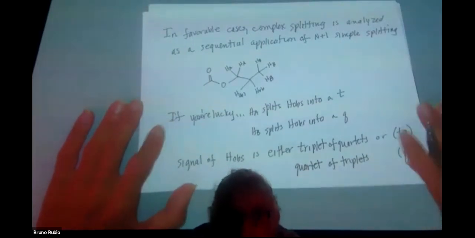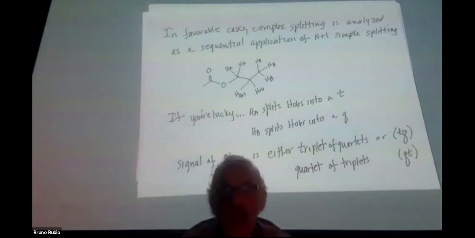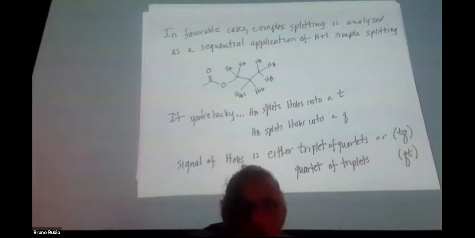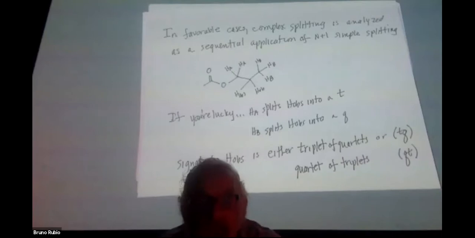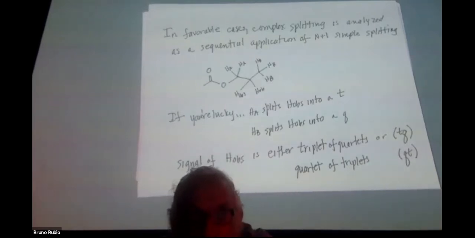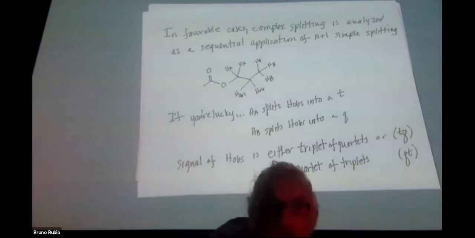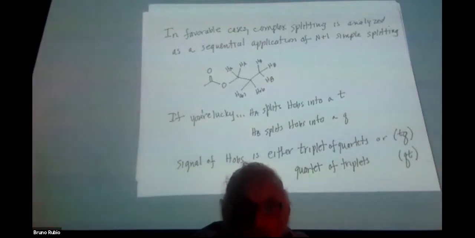All right, so this is what I mean by sequential application of N+1 splitting: I turned on the splitting to HA. Then I turned on the splitting to HB. I got a triplet of quartets, or I could have done it in the reverse fashion. Turn on the splitting to HB, I get a quartet, and then turn on the splitting to HA, I get a triplet. So this is what I mean by sequential application.